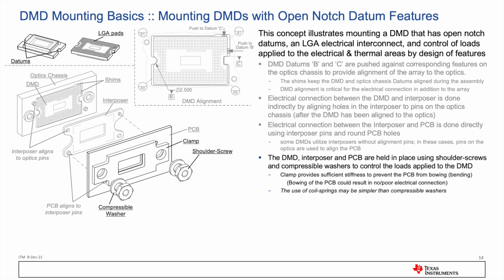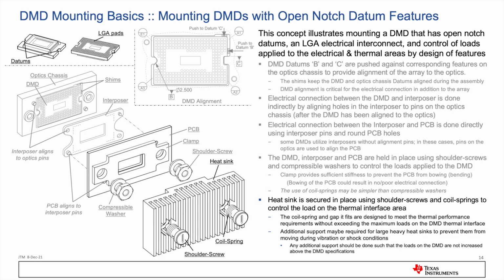Bowing of the PCB can result in electrical connection issues. The use of coil springs rather than compression washers is a simpler option to consider. The heatsink is secured in place using shoulder screws and coil springs to control load on the thermal interface area. The coil spring and gap in which it fits are designed to meet the thermal performance requirements without exceeding the maximum loads on the DMD thermal interface. Additional support may be required for large, heavy heatsinks to prevent them from moving during vibration and shock conditions.